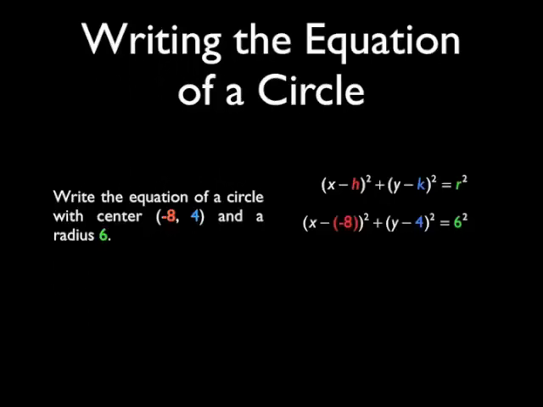(x - (-8))^2 + (y - 4)^2 is going to equal 6, the radius, squared. I'm going to simplify some of this, like minus -8 is plus 8, and 6 squared is 36. And there is the equation of the circle. That is actually very easy to do. It's substitution property with a little bit of simplification. Let's make it a little bit harder.